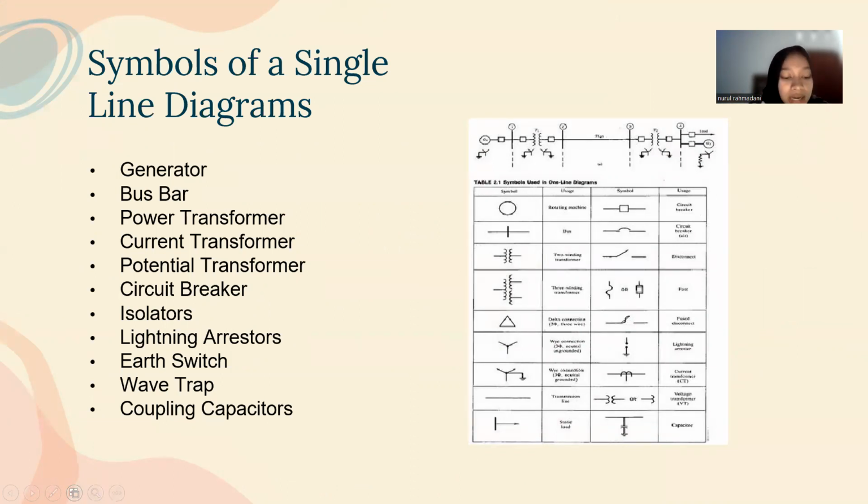Symbol of a single line diagram. In the single line diagram, the system components are usually drawn in the form of their symbols. Generator and transformer connection, star, delta, and neutral earthing are indicated by symbols drawn by the side of the representation of these elements. These include the generator, bus, transformer, current transformer, potential transformer, circuit breaker, isolator, lightning arrestor, earth switch, wave trap, and the last, coupling capacitor.